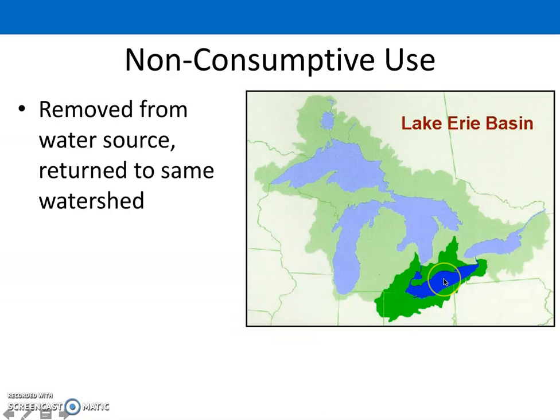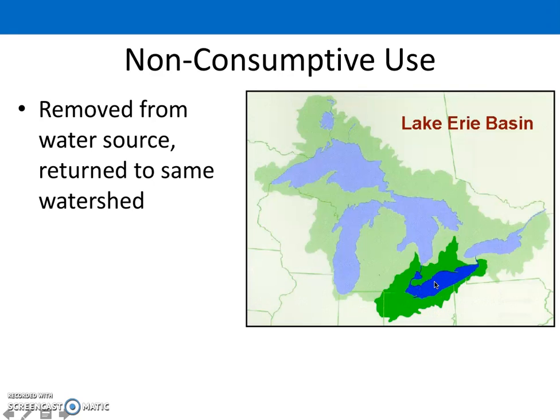So water, in our area, would be removed from Lake Erie. And then once it's used, it's returned to that same watershed, which means it eventually would get back to Lake Erie. So the watershed for Lake Erie is highlighted on this image in the darker green. What that says is any water that goes into any of the streams in this whole watershed will eventually get back to Lake Erie.